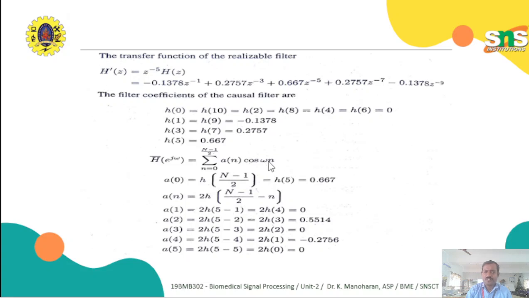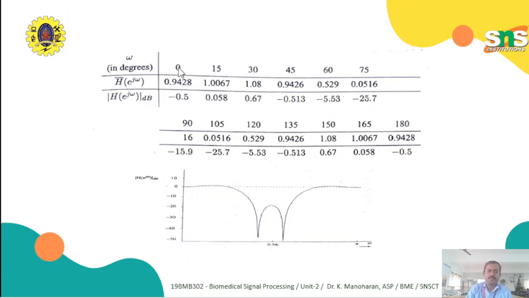So this is what we have after substituting n. Now we need to substitute this omega value. So omega should be incremented from 0 to 180 degrees. Each one we need to substitute in this expression. Once you substitute it, we get the h bar of e power j omega. So for each omega, we need to replace it with 0 degree, 15 degree, 30 degree, 45 degree up to 180 degree. I need to simplify this expression that we get for h bar of e power j omega.